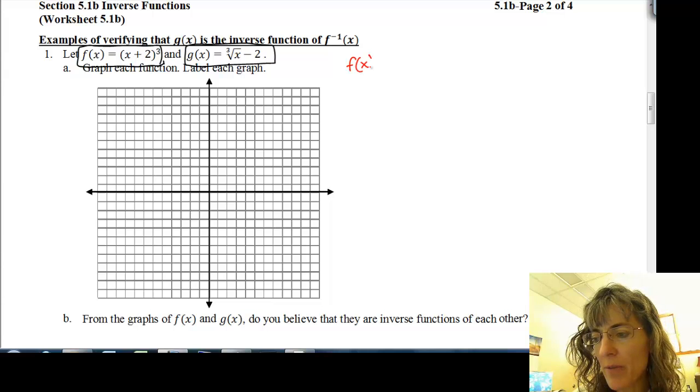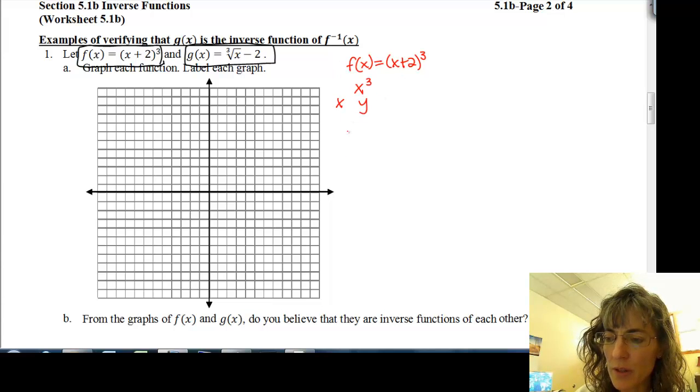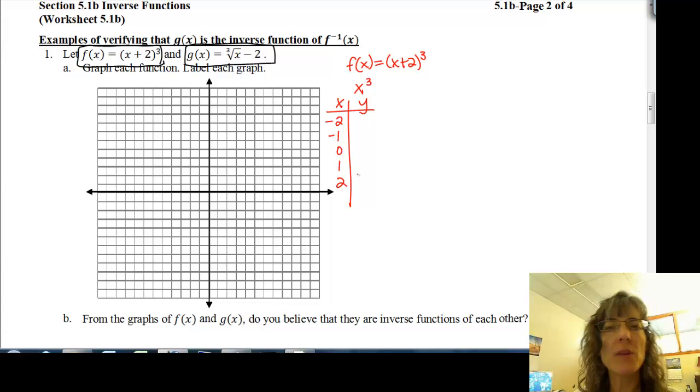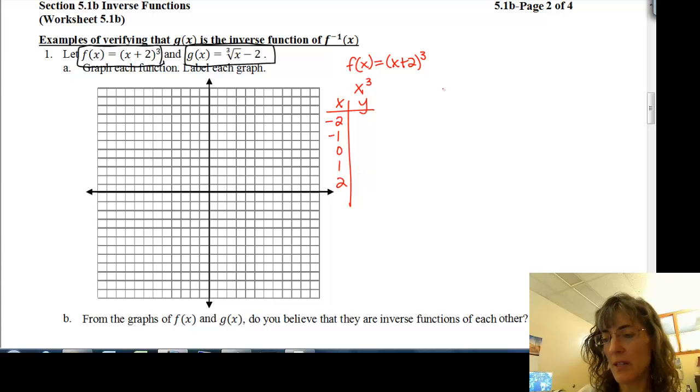So to graph f of x, I want to look at x cubed because that's my parent. And so I'll look at x and y for x cubed. So I'll probably want a -2, -1, 0, 1, and 2 because I'm thinking about the shape of that. I know it's pretty much centered at 0 for the parent. I want 2 points on either side. I don't want to go further because the numbers get giant really fast.